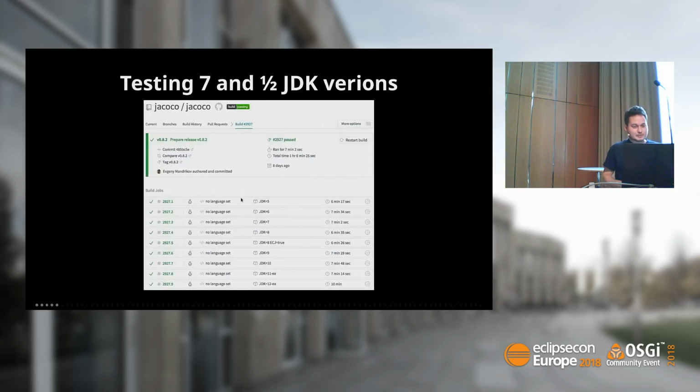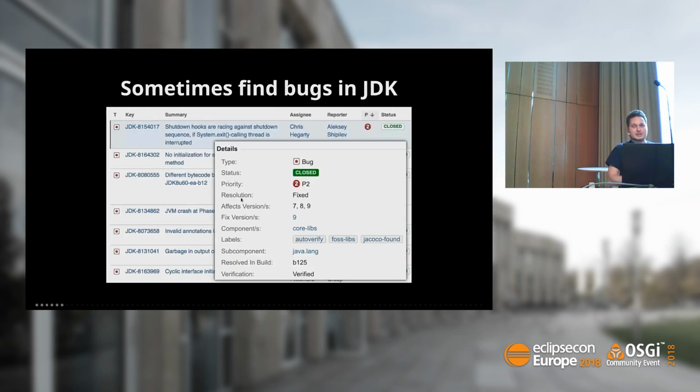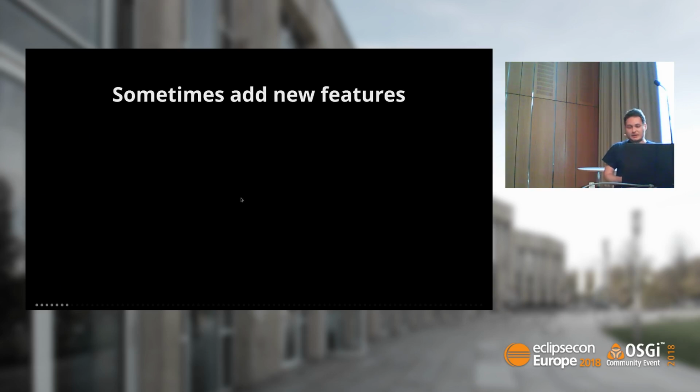Cool. So, while developing EclEmma and JaCoCo, we do some intensive testing on 7.5 JDK versions. We're going to see quickly why we need to do that. Out of this testing, sometimes we find bugs, not only in our product, but sometimes in the JDK. We report them back, sometimes we contribute patches. Sometimes we add new features to the JaCoCo library, and then they transitively come to the Eclipse plugin, EclEmma, because EclEmma is based on JaCoCo.